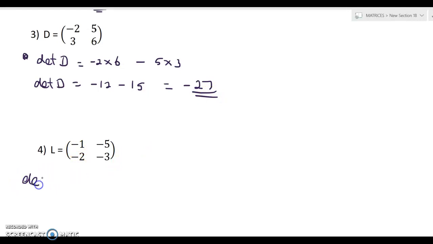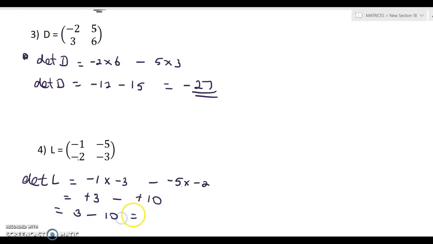And now let's look at number 4, the determinant of matrix L. Same thing: the product of the first diagonal, minus 1 times minus 3, take away the product of the second diagonal, minus 5 times minus 2. Minus 1 times minus 3 is positive 3. Then minus 5 times minus 2 is positive 10. So it becomes 3 take away 10, which is minus 7. So it's pretty simple: product of the first diagonal, take away the product of the second diagonal.